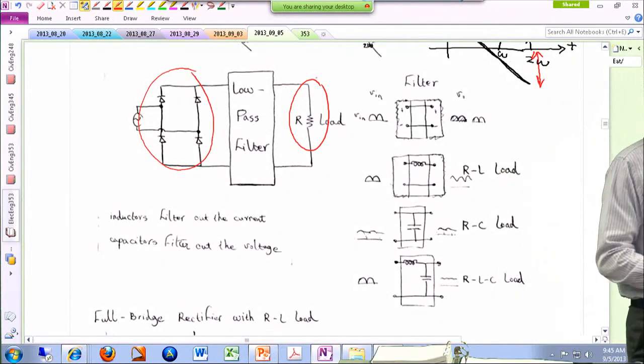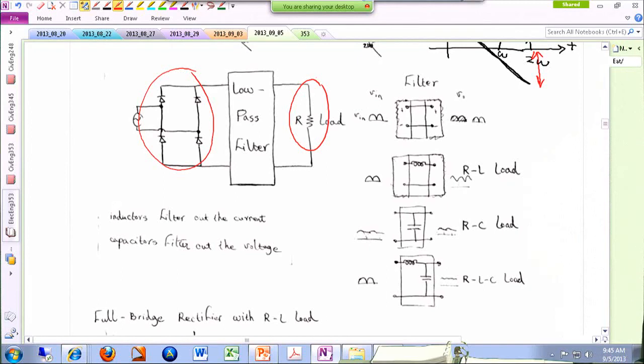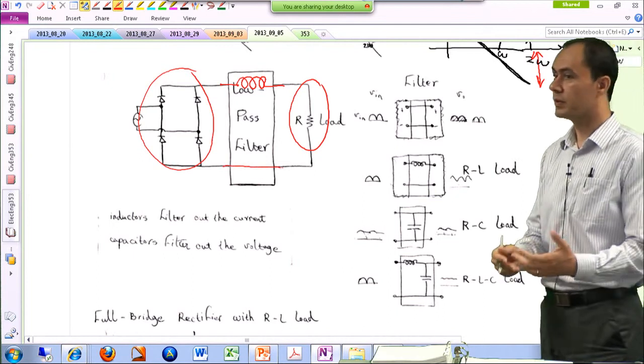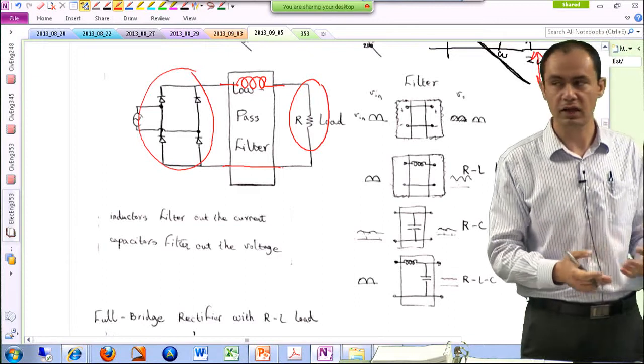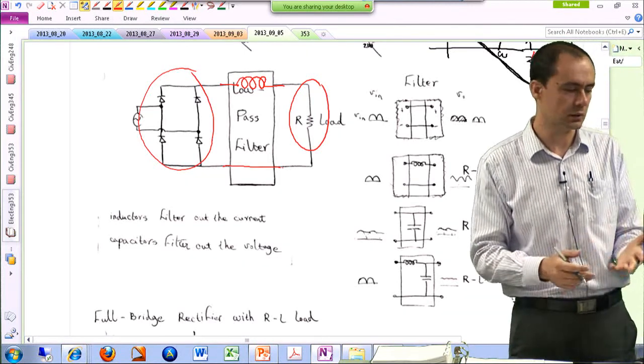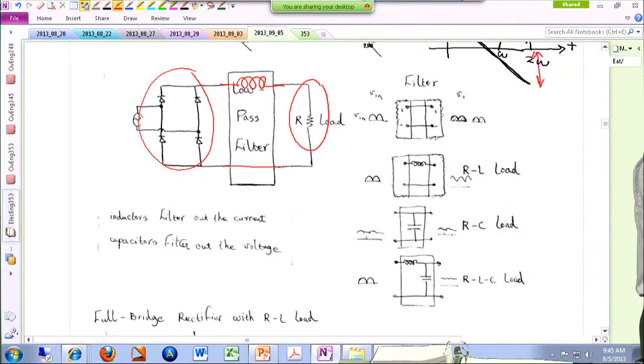So one approach could be putting an inductor over here as your low-pass filter. Or sometimes your load already has some inductance and you don't really have to add anything extra, or maybe add a little bit extra. And this is actually shown over here. This is the first one that we are going to analyze.